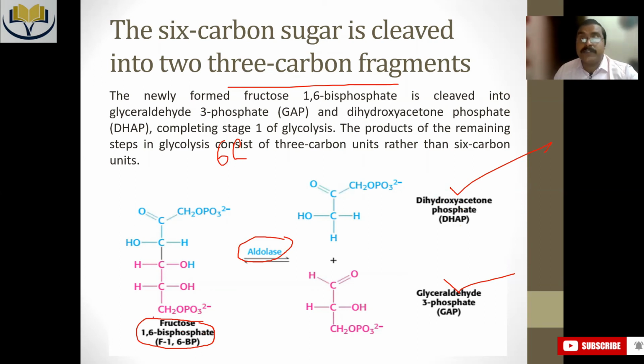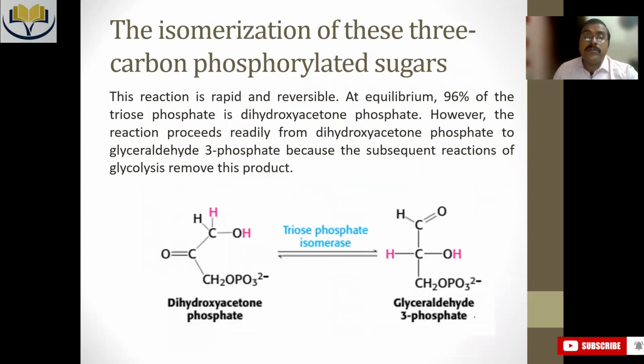So fructose 1,6-bisphosphate is being cleaved in this particular position after the third carbon atom, and it produces dihydroxyacetone phosphate and glyceraldehyde 3-phosphate, and both are precursors of carbohydrate molecules. Okay, so the isomerization of the 3-carbon phosphorylated sugar: this dihydroxyacetone phosphate directly doesn't have that much access towards the metabolic pathway.